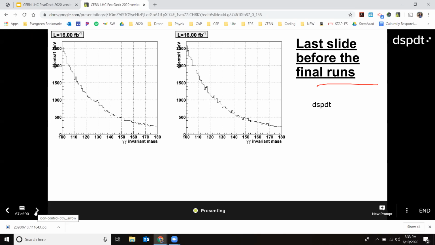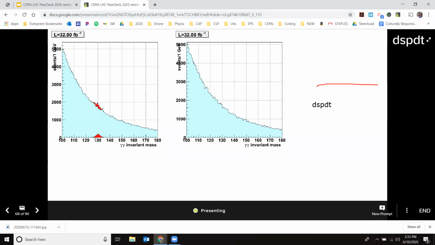Because on the next slide, we're going to do 2 times more, and I'm going to show you where it is. Are you ready? Here. It's here. On the left side.